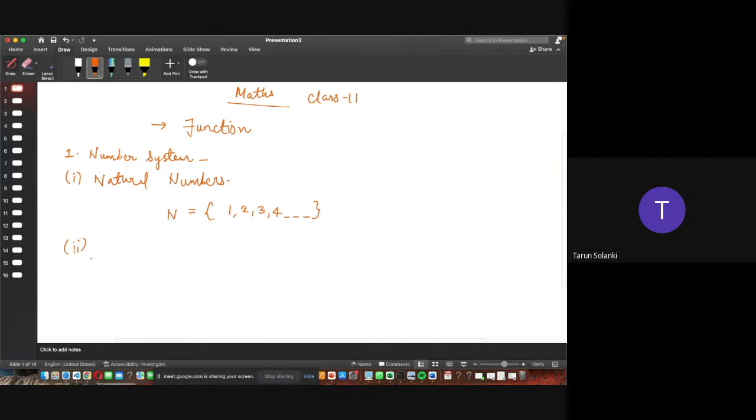Second, we'll write about the integers. The set of numbers like -3, -2, -1, 0, 1, 2, 3 are called integers, and it is denoted by I or Z. So we can write I or Z, which is -3, -2, -1, 0, 1, 2, 3, and goes on. Correct?